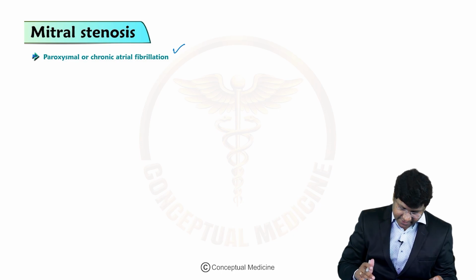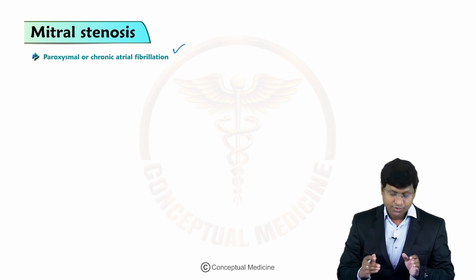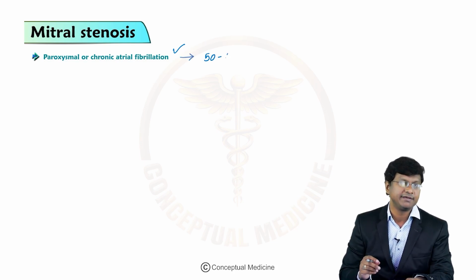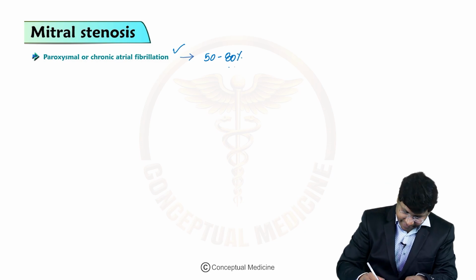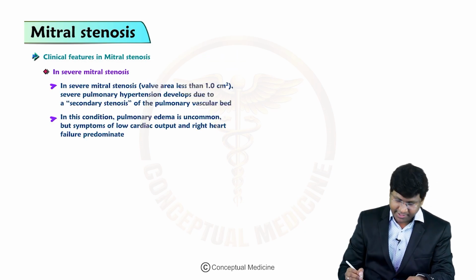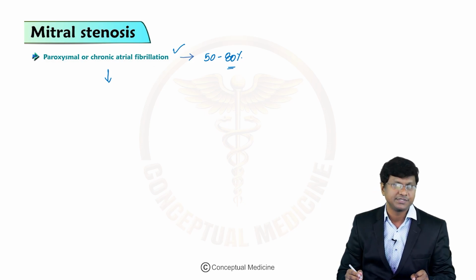Now, apart from that, these individuals also develop atrial fibrillation. Okay, so paroxysmal or chronic atrial fibrillation eventually develops in 50 to 80% of patients.